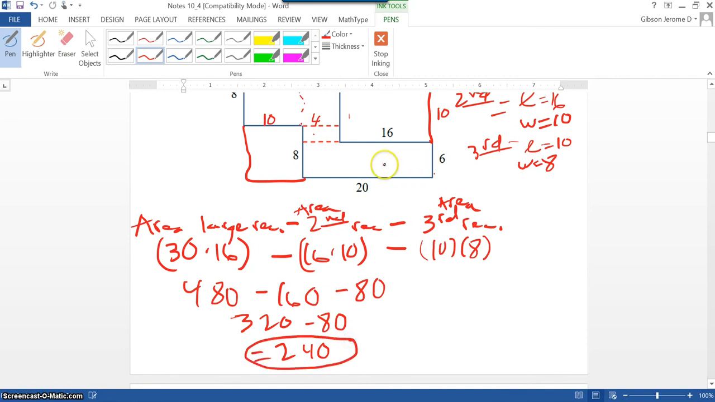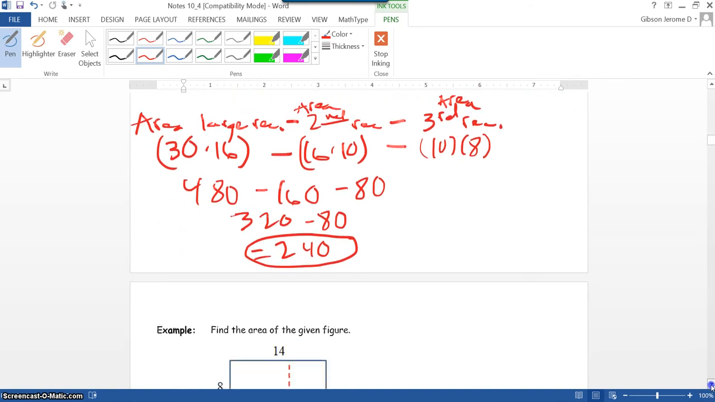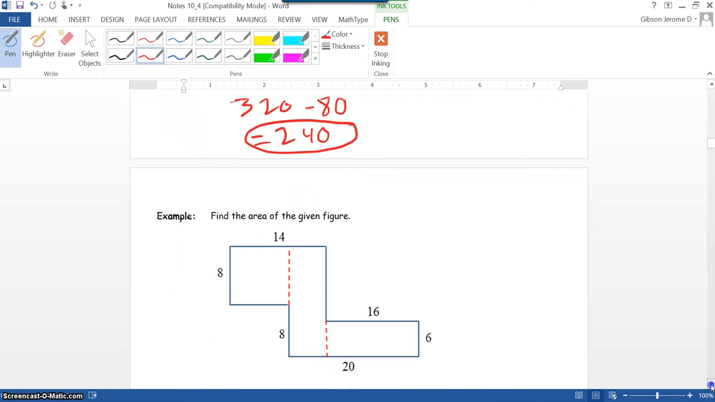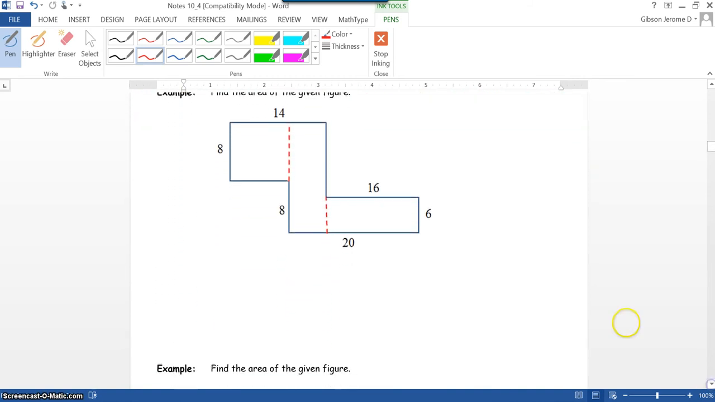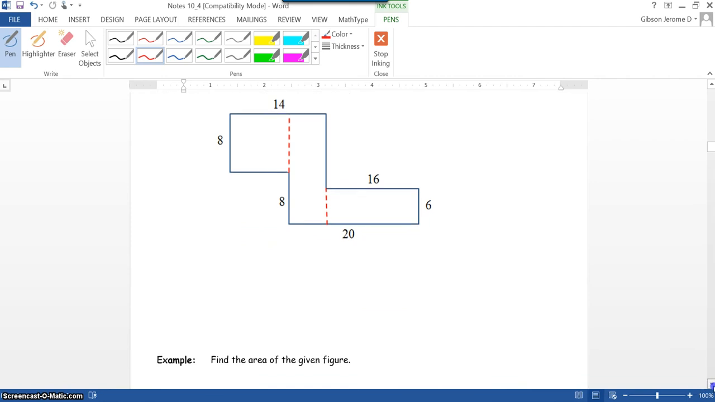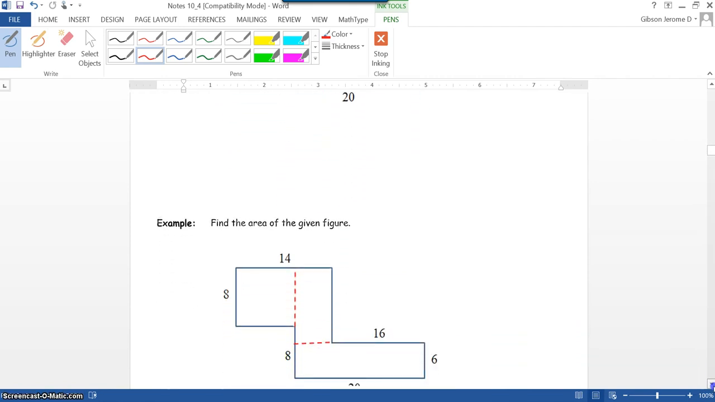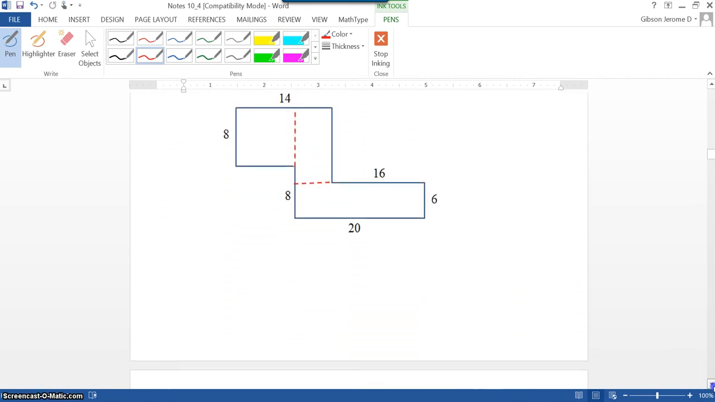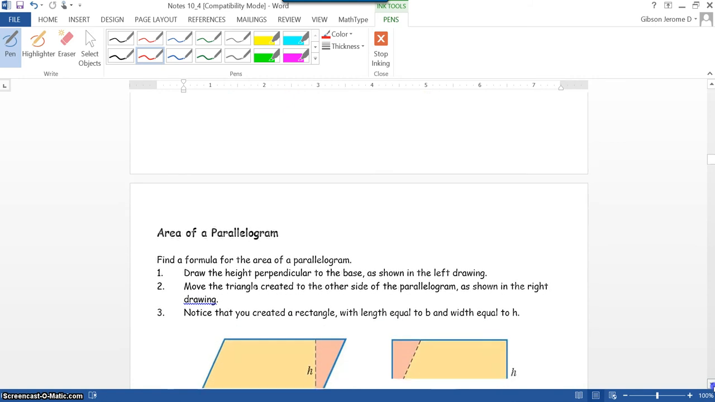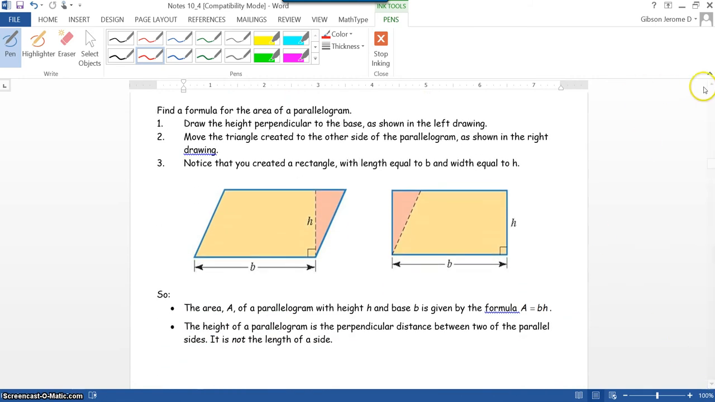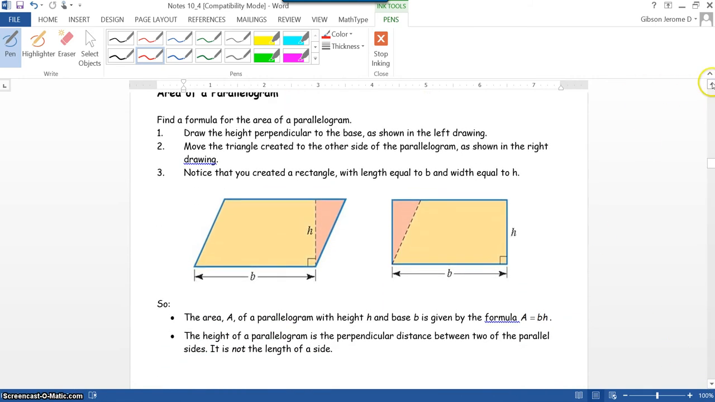Now we don't know what the units of measure is, but we will put the units in square to give it square units. But 240 is the area of this figure. Now, these next two figures are basically the same. We really don't have to go through all of that. We could just basically use the same process we used for the previous example, and it will give us the same answer. Now we come here to the area of a parallelogram.